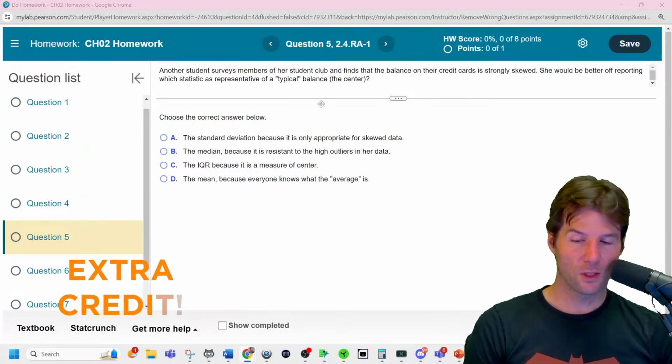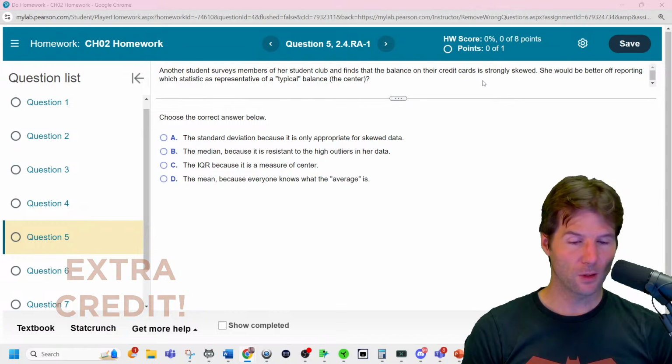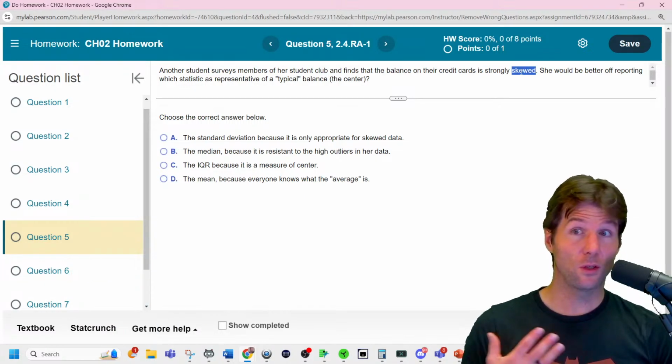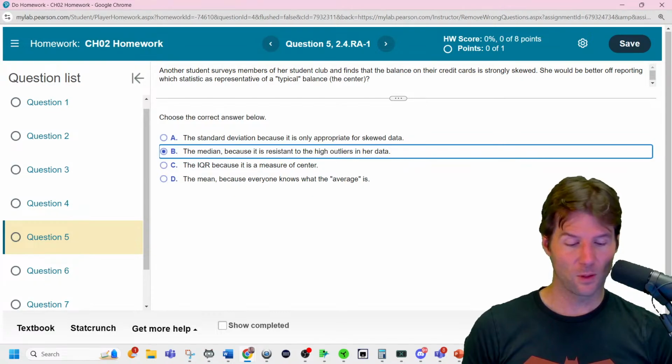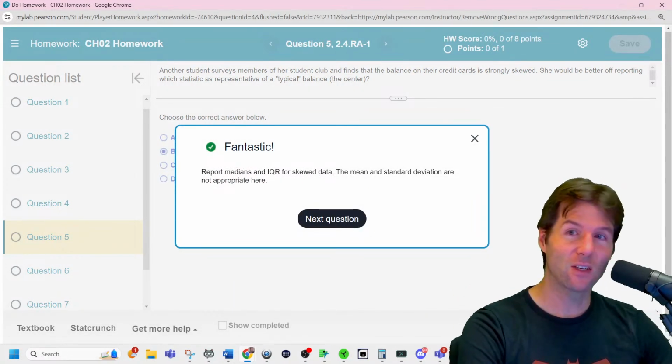So another student wants to figure out the student's balance on their credit card. It's strongly skewed. So since the data is skewed, we use median, and I'm not even going to read the rest of it. That's all you needed to see.